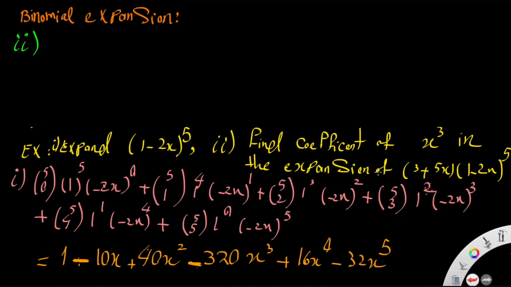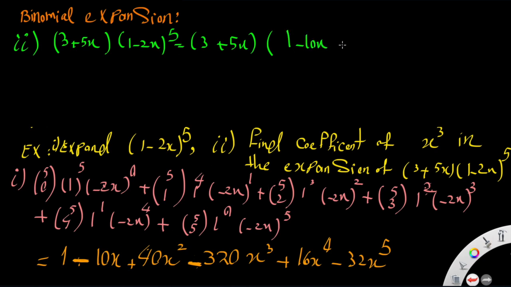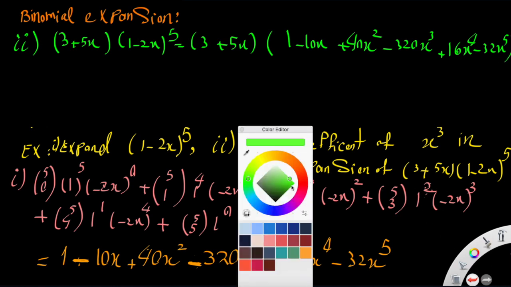It wants you to find the coefficient of x cubed in the expansion of 3 plus 5x times 1 minus 2x to the power of 5. So I write the first binomial times, instead of 1 minus 2x to the power of 5, I replace it by the expansion: 1 minus 10x plus 40x squared minus 80x cubed plus 80x to the power of 4 minus 32x to the power of 5.